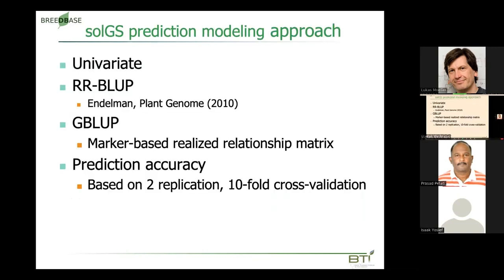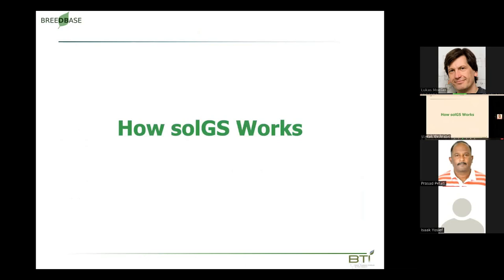And behind the screen, the tool implements the GBLUP method as implemented in the rrBLUP R package, and the prediction accuracy is based on 10-fold cross validation replicated 2 times. So that gives you an impression of how you can do your genomic prediction.